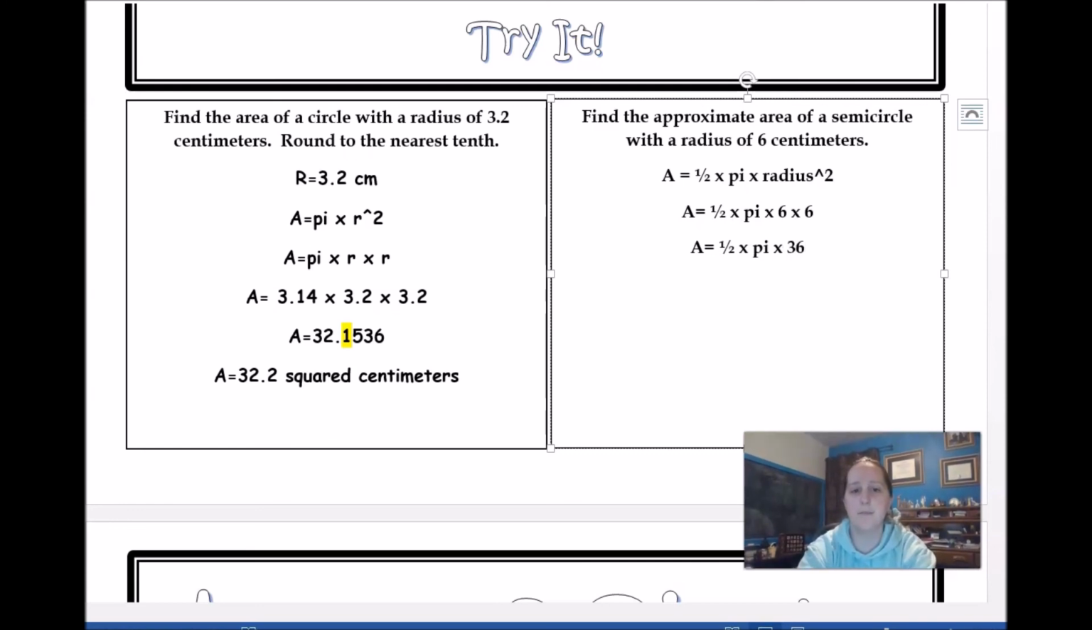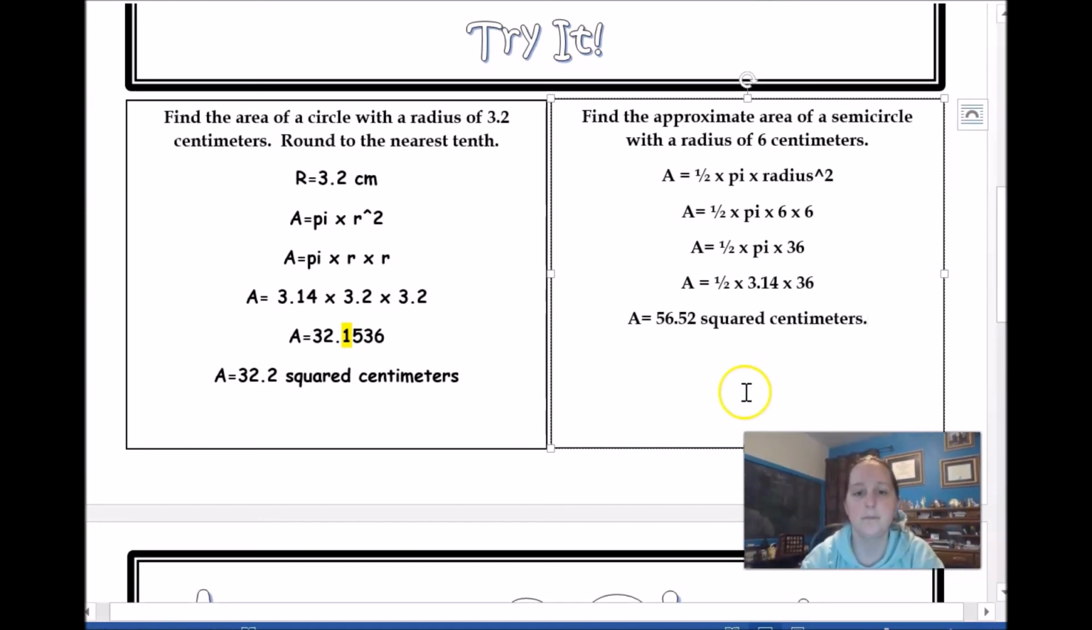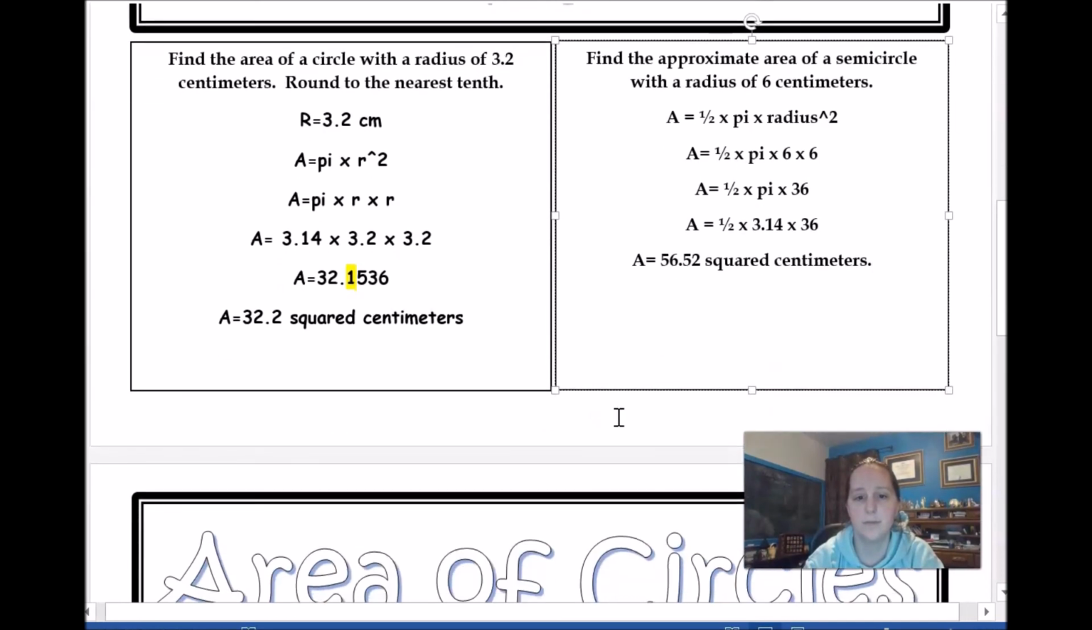6 squared is 36. Okay. So when I do 1/2 times 3.14 times 36, I get 56.52. So the area of the semicircle is approximately 56.52 squared centimeters. And that is the end of Chapter 8, Lesson 2.